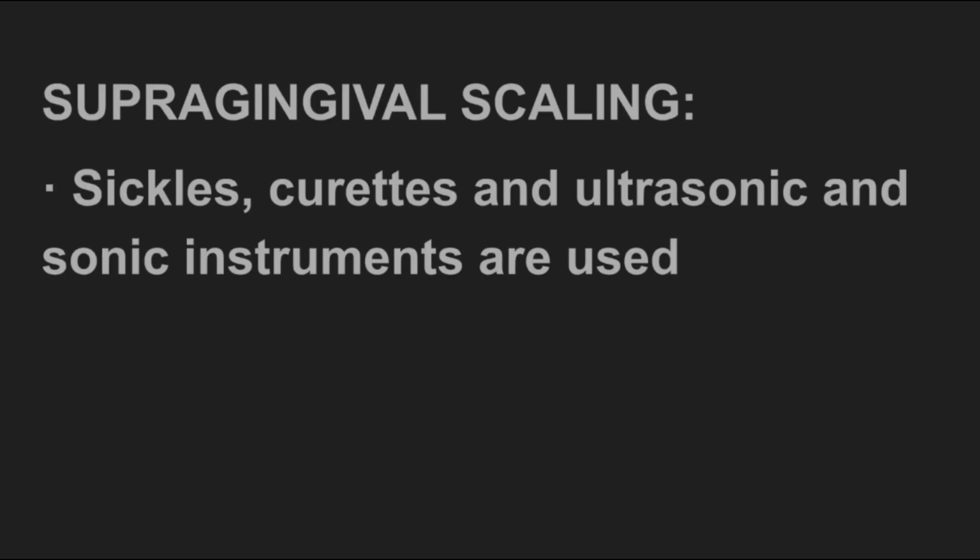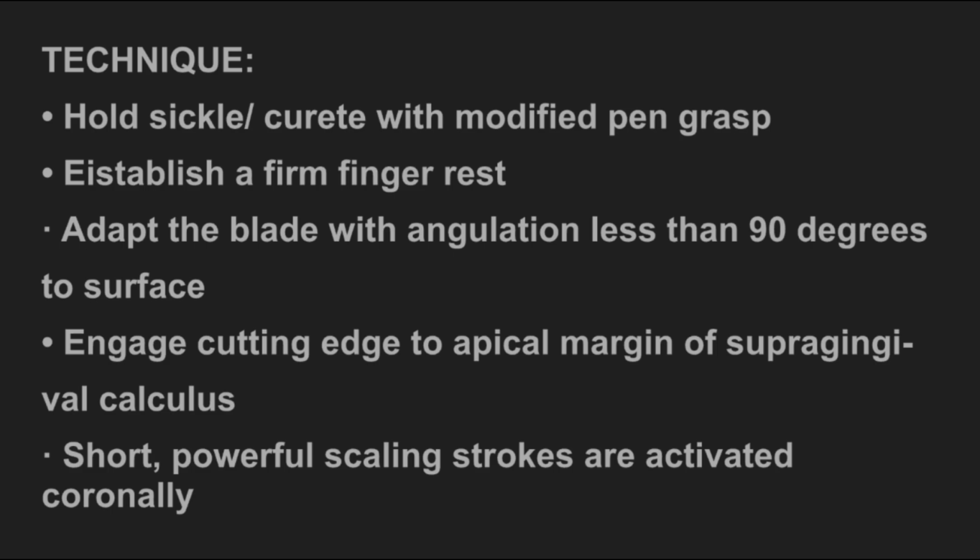Next, what is supragingival scaling? The instruments used here are sickle scalers, curettes, and ultrasonic instruments. Hold the sickle scaler or curette in a modified pen grasp and establish a firm finger rest. Adapt the blade with angulation less than 90 degrees to the surface, with the cutting edge at the apical margin of the supragingival calculus. Short powerful scaling strokes are activated coronally. You should give small strokes.